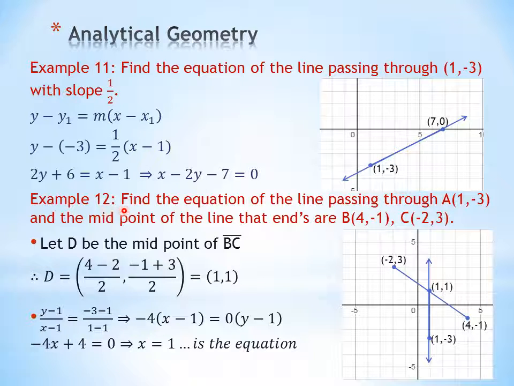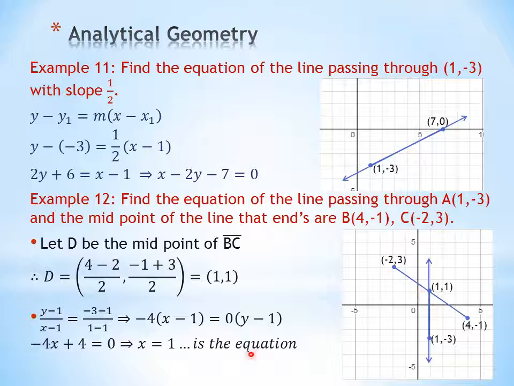In example 12, we want to find the equation of the line passing through a point A and the midpoint of the line whose ends are B and C. If I have the ends of the segment BC, I will find its midpoint, say D. Using the midpoint formula gives me the point D, which is (1, 1). From this point to the point (1, -3), which is A, I'm going to find the equation of the line passing through A and the midpoint of BC.